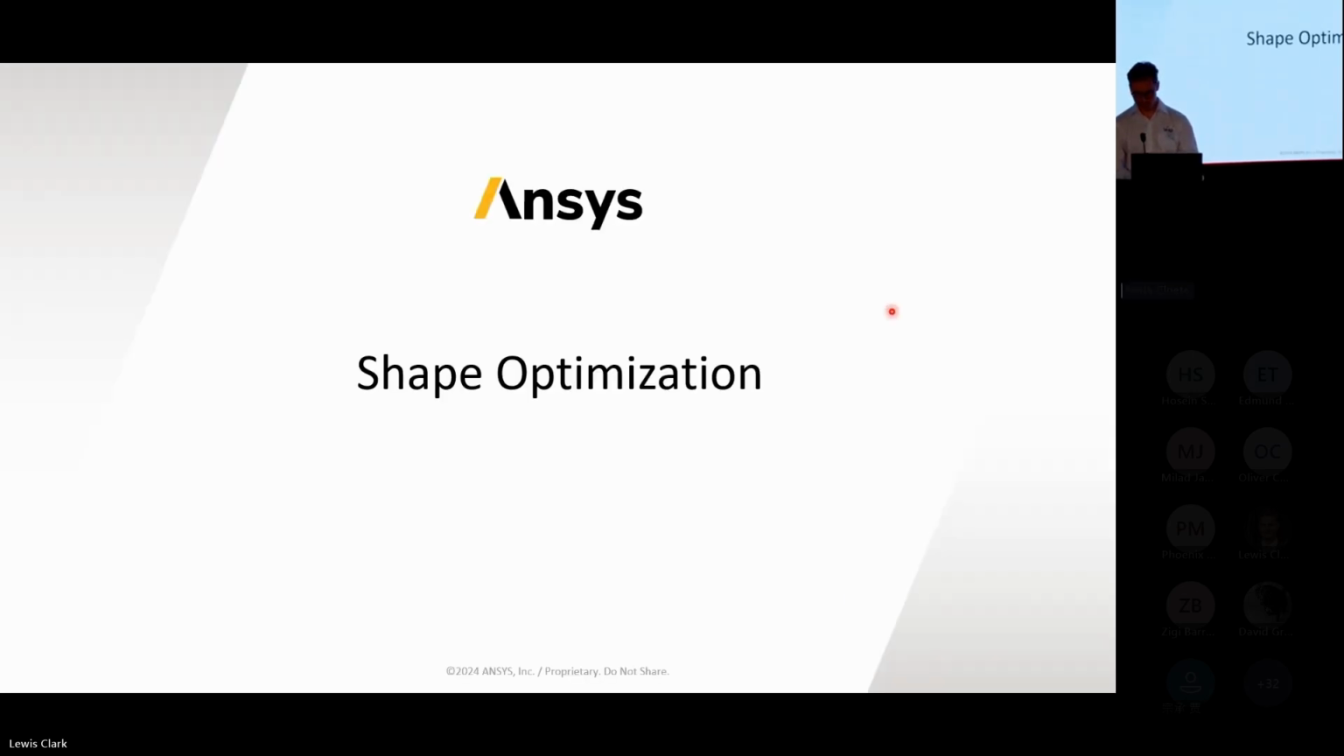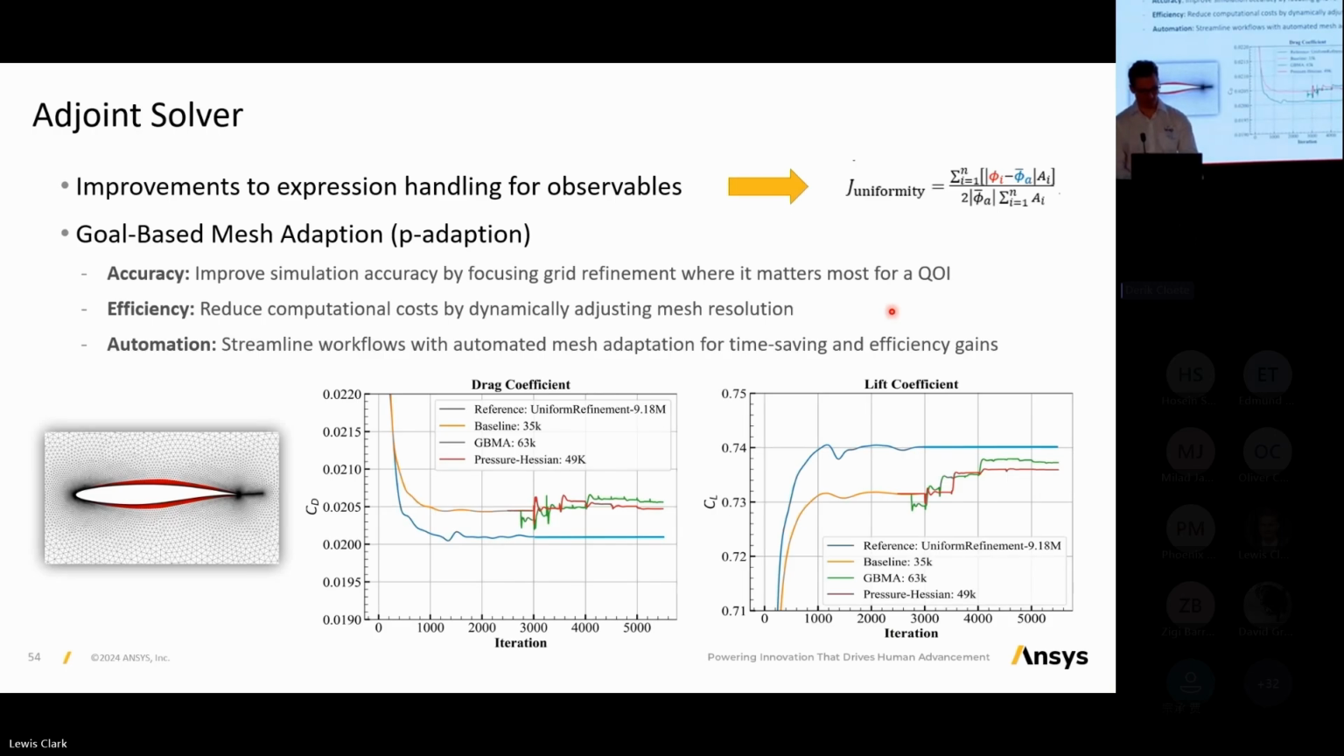Just onto the adjoint solver. I think I've got 2 slides on this. It's got some improvements to expression handling. So if you wanted to make a more advanced observable, it's now able to handle more advanced expressions in there. And one of the newer features in this release is goal-based mesh adaptation.